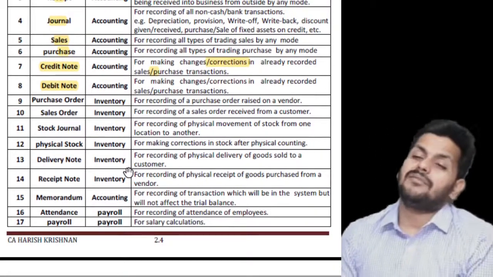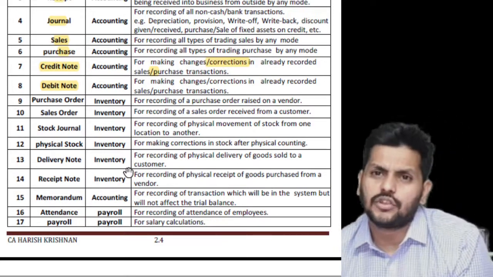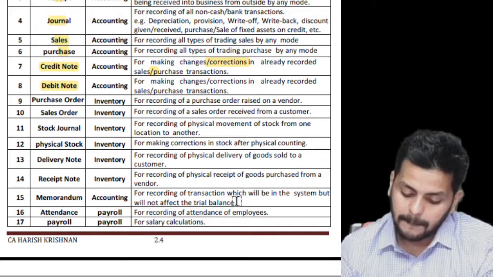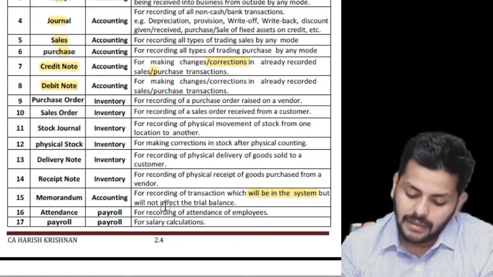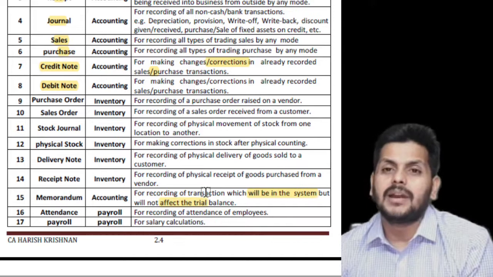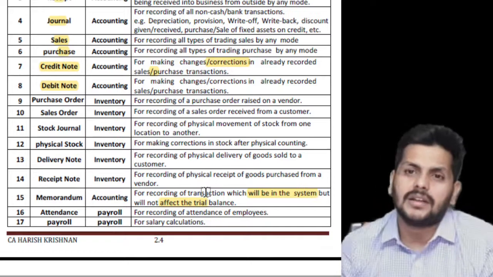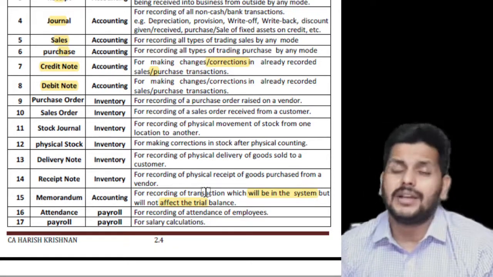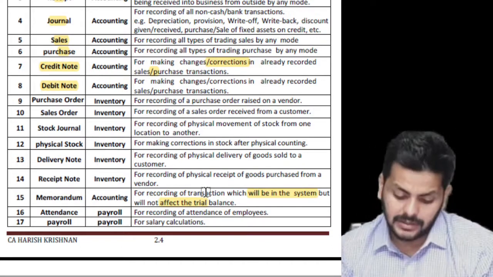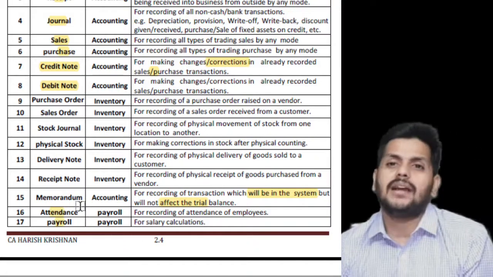The 15th one is a memorandum voucher. You know memorandum, right? You prepared a memorandum trading account. When you don't want to do something original, we'll go with this memorandum. For transactions which will be in the system but will not affect the trial balance, they're called memorandum transactions. We'll maintain a memorandum account for goods sent on sale or return basis. We don't know if it will be sold or returned, right? So for goods sent on sale or return, or for any aspects where you are not 100% certain, we'll go for a memorandum account. Then attendance and payroll are both HR related vouchers.